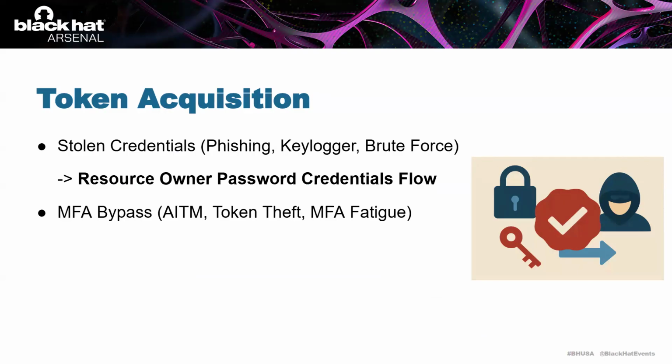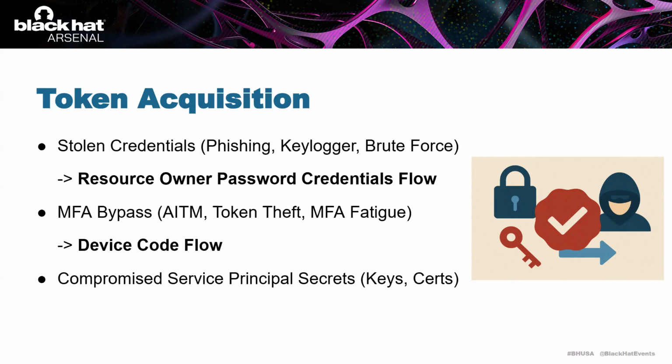Now, if a particular tenant has configured MFA where this OAuth flow is no longer possible, and we want to be able to simulate other attacks like adversary in the middle, token theft, MFA fatigue, or even device code phishing, we can use the device code OAuth flow, which allows us to obtain a token by submitting a code in an interactive way.